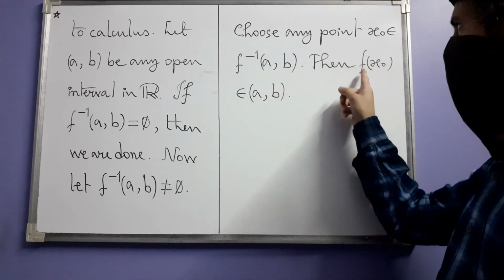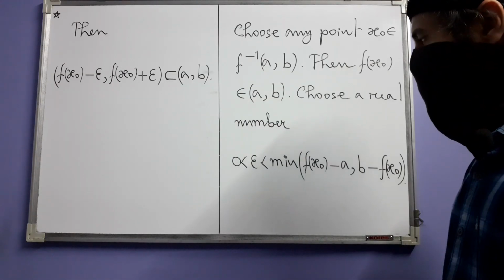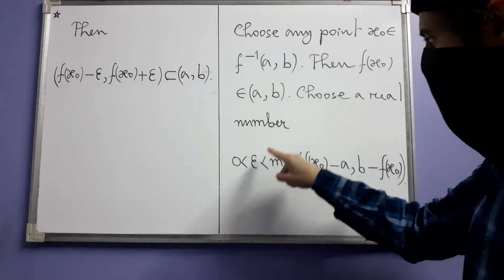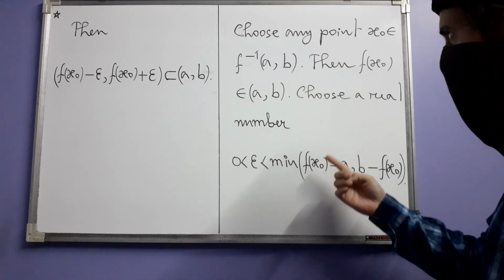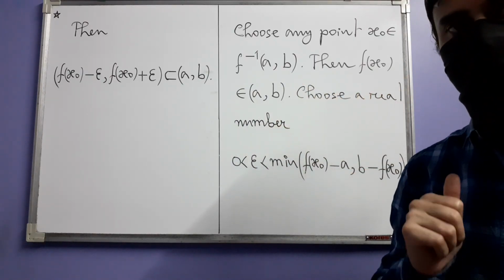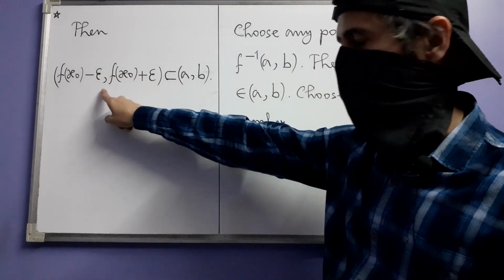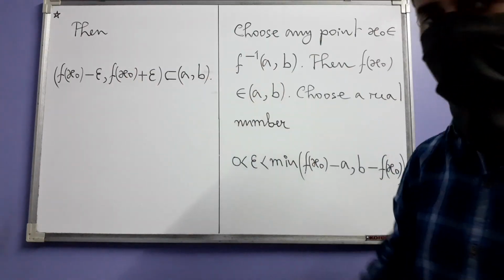It means that f of x0 will belong to the open interval (a, b). So because f of x0 belongs to (a, b), you can choose a real number epsilon which is positive and which is less than the minimum of f of x0 minus a and b minus f of x0, such that the epsilon neighborhood centered at f of x0, that is this open interval, is contained in (a, b).